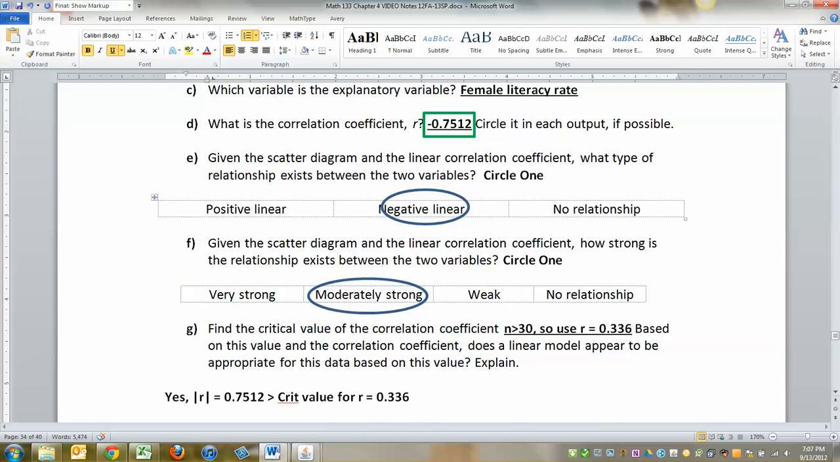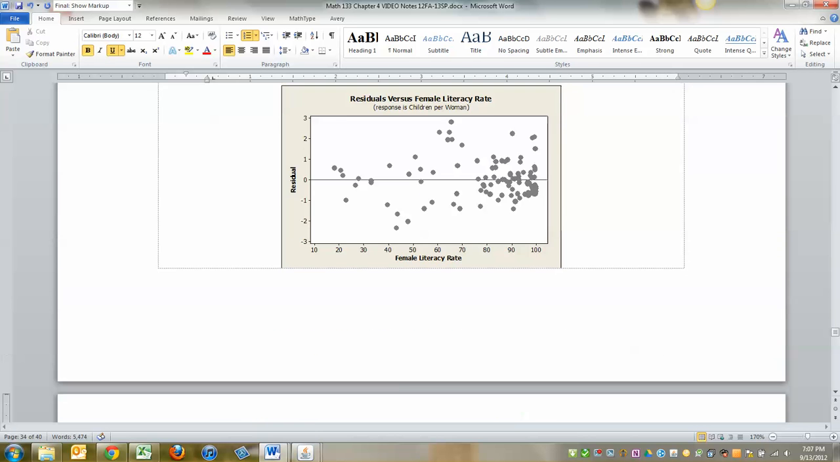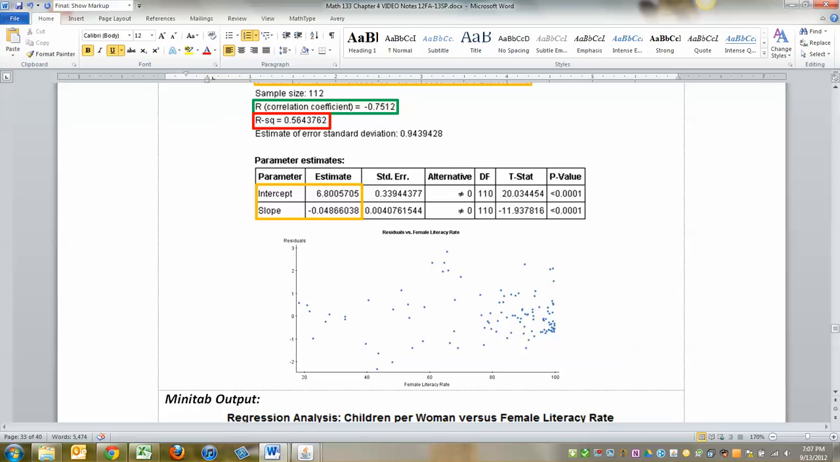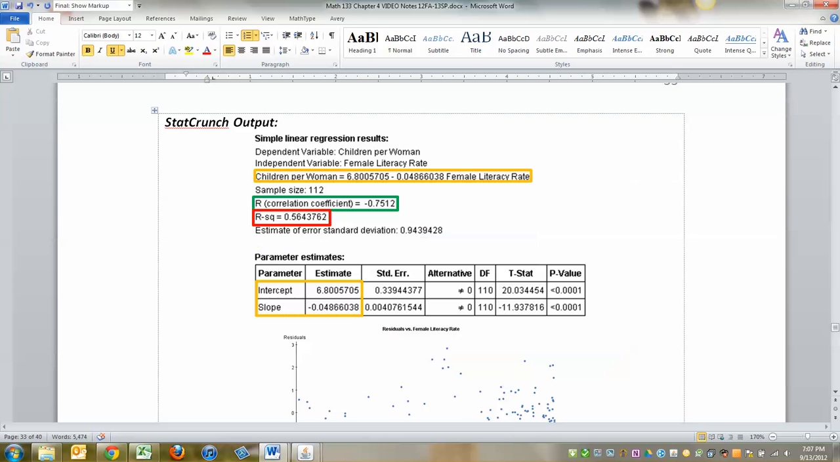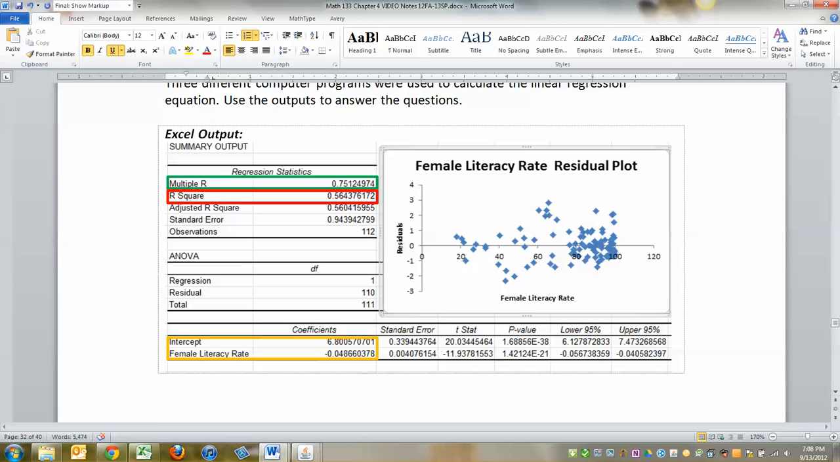Alrighty. Now, what was the correlation coefficient? And circle in each output if you can. So it's R. I put a little green box around it. So let's go back and look. Now, Minitab, interestingly enough, is not giving it to me here. Minitab actually can find it. Minitab can do anything in the kitchen sink, I swear. But it's just not in this particular output. It doesn't mean it won't ever be there, but it's not in that one. StatCrunch finds it right here. It says the R correlation coefficient right there, negative 0.7512. That's the one. And then up here in this particular Excel output, it's right there.